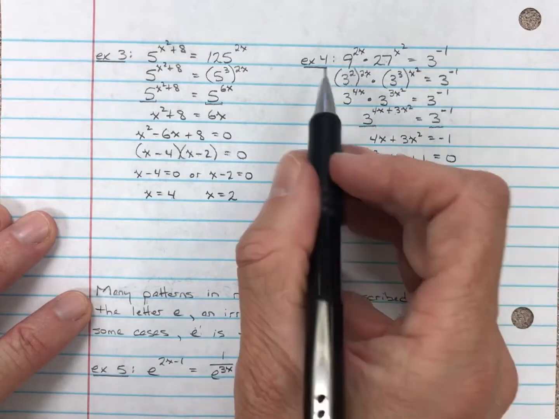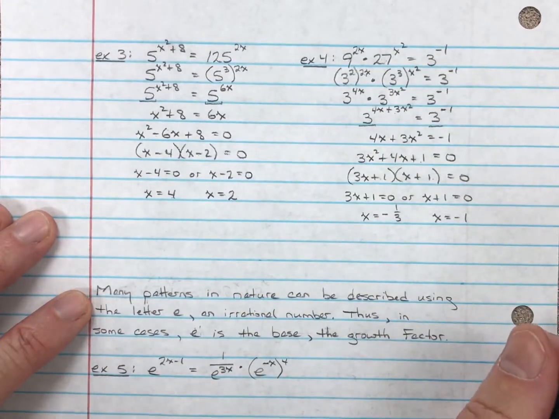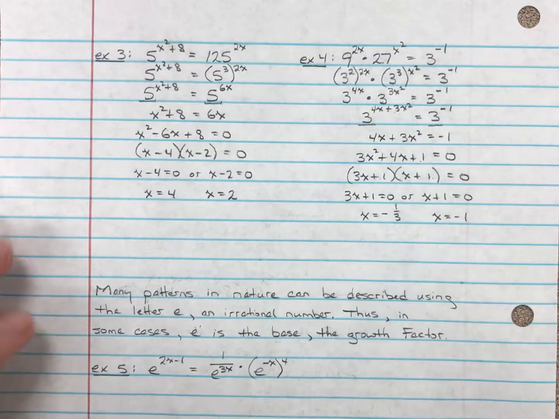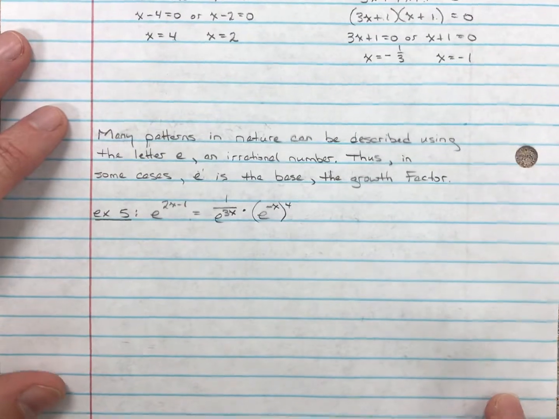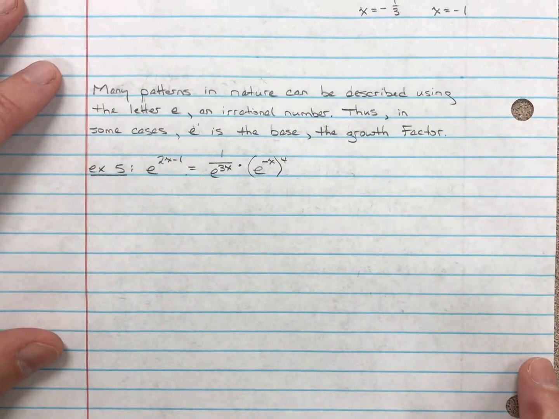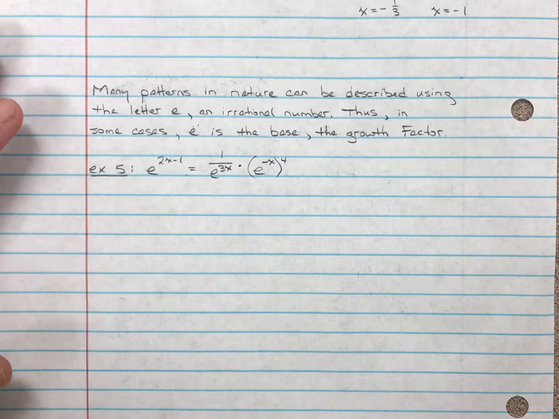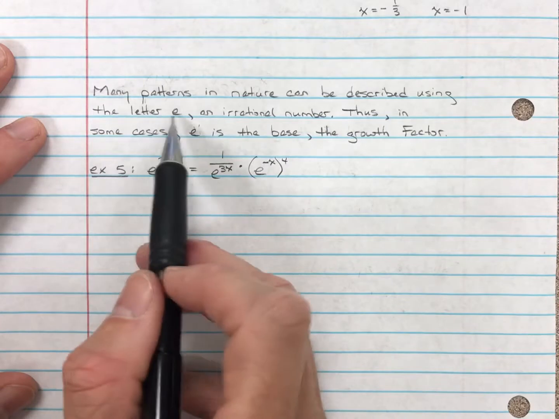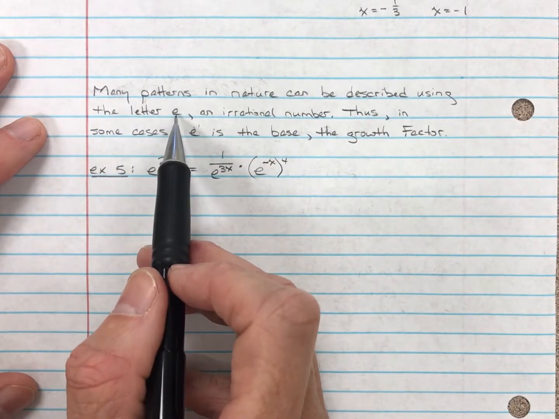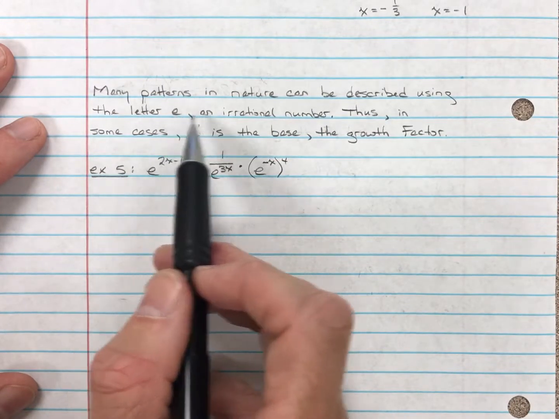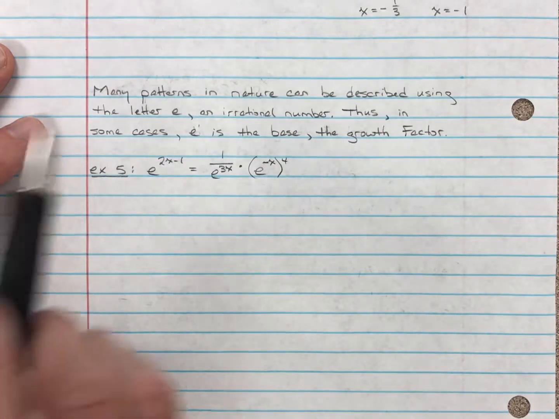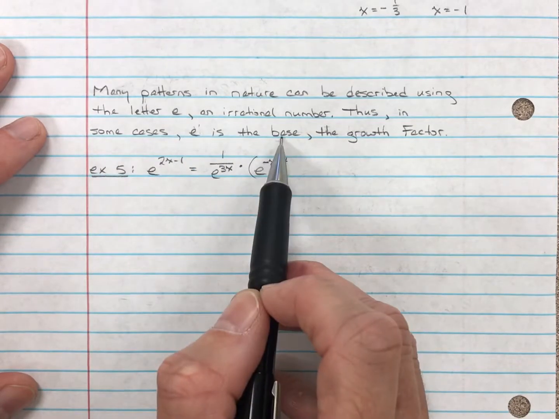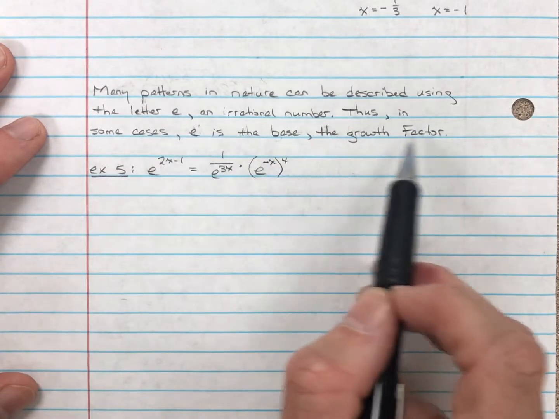So again, here in example 4, we have two answers that make this exponential equation true. All right, for my last example, I want to introduce a letter you're probably familiar with from previous math classes, the letter E. Many patterns in nature can be described using the letter E. The letter E, like the number pi, is an irrational number. So in some cases, E is the base. E becomes the growth factor.